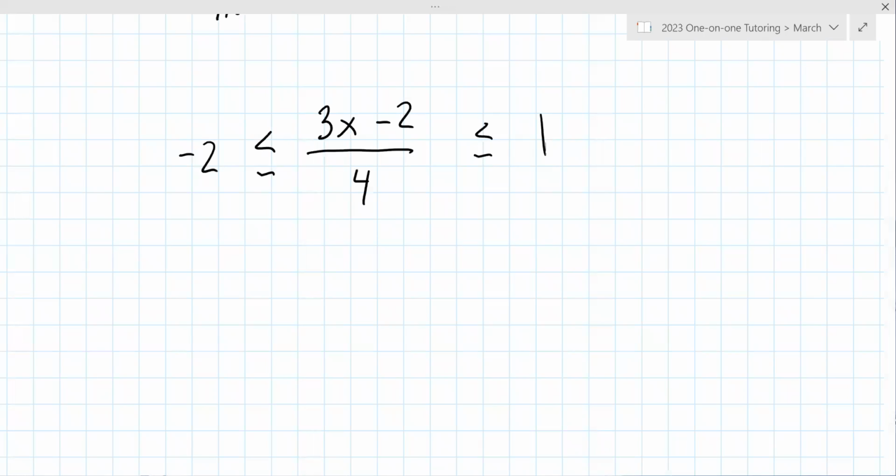Let's go (3x minus 2) over 4. Let's do less than or equal to -2, less than or equal to 1. Let's go ahead and try working this one out. It may not work out nicely, but at least see where you're at working this out.